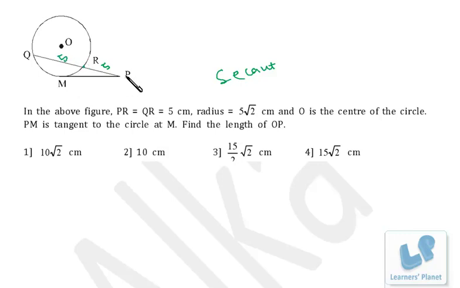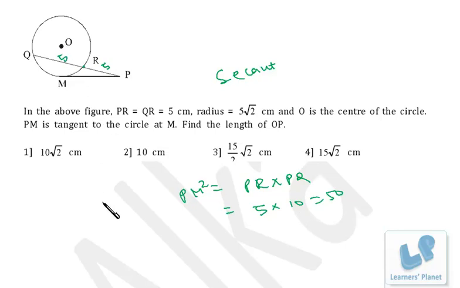Now there is an important relationship between secant and tangent of a circle. See here, the tangent and secant pass through the same point, that is P. So PM square is equal to PR into PQ. Okay, so PM square is what? We don't know. PR is what? 5 and PQ will be 10. So PM square is 50.